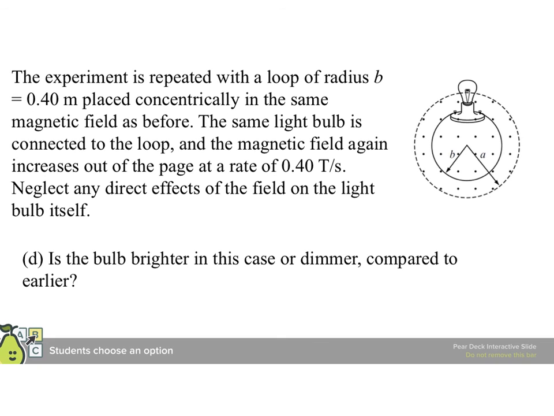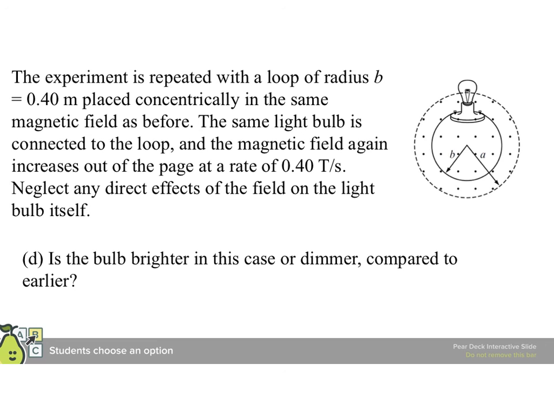All right, new setup. The experiment is repeated with the loop of radius b equals 0.4 meters placed concentrically in the same field as before, so smaller than the radius of the region. The same light bulb is connected to the loop, and the magnetic field again increases out of the page at the same rate. Neglect any direct effects of the field on the light bulb itself, which is important. Is the bulb brighter in this case or dimmer compared to earlier?